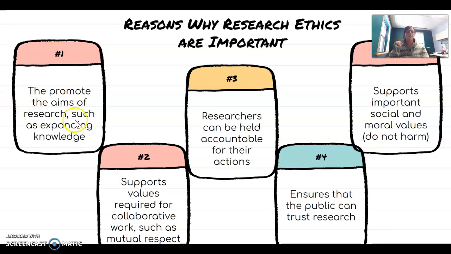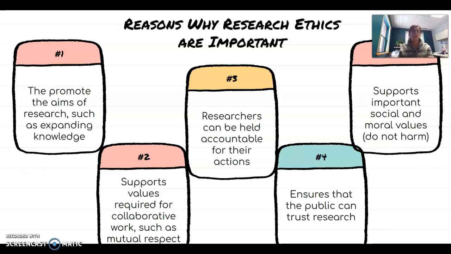So that's number 1. Number 2, it supports the values required for collaborative work, such as mutual respect and fairness. So, sorry to break it to some of you, but in social work, you are going to be working with not just your clients, but you're going to have coworkers, really any job. It's hard to do social work in a silo. You have to have other people because supervision is part of it. It's a very collaborative field. And so it's already teaching you skills on how to interact with others in a way that builds that mutual respect and fairness.